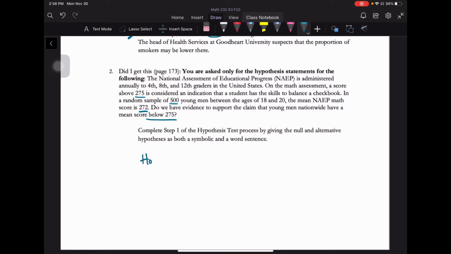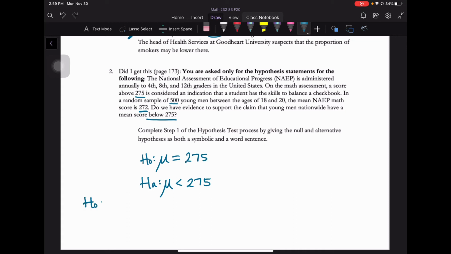Remember that we have our null, and if we're talking about our population average, we use mu. And we'll do the same for our alternative, but I don't know what symbol we're going to be using. The claim is below 275. So the claim is below 275. We'd use a less than 275, which means that the null is equal to 275 here.